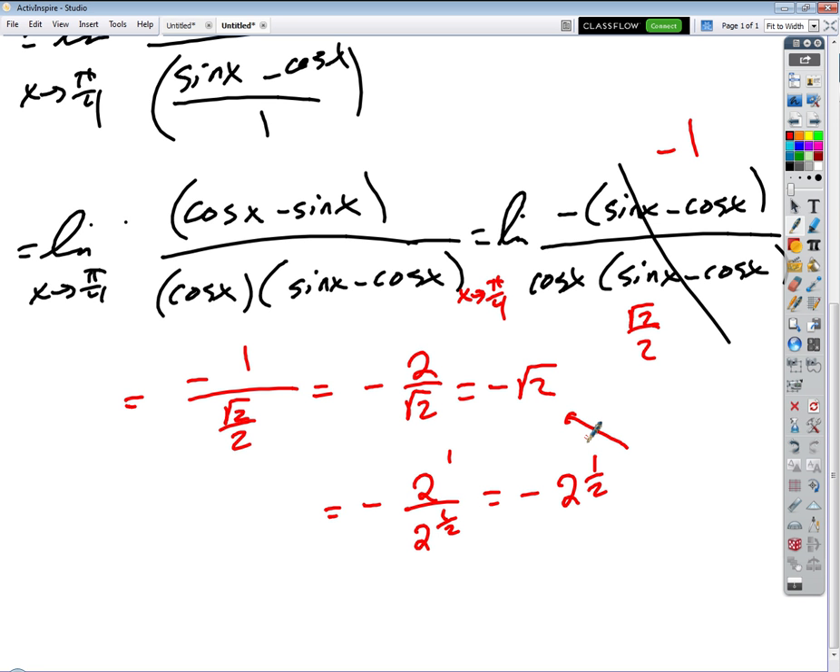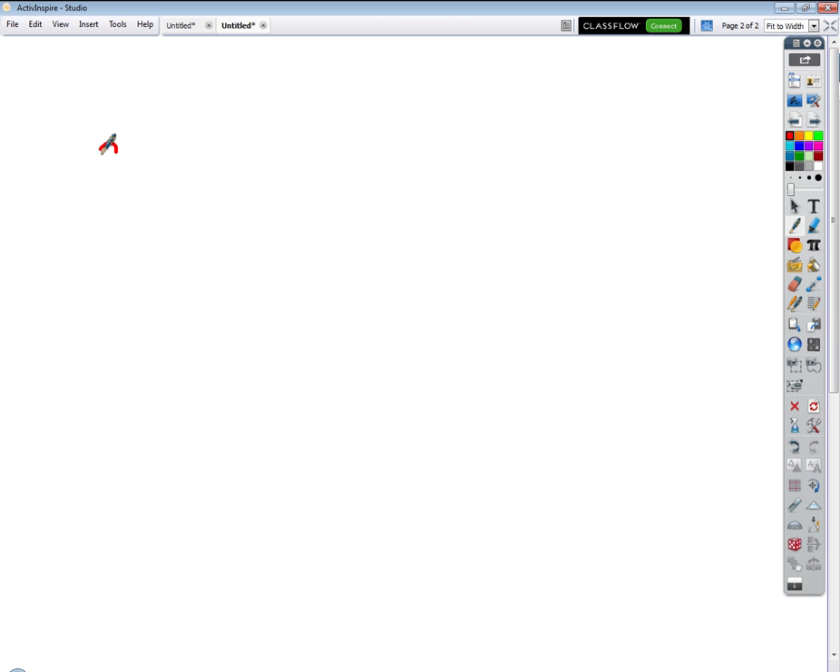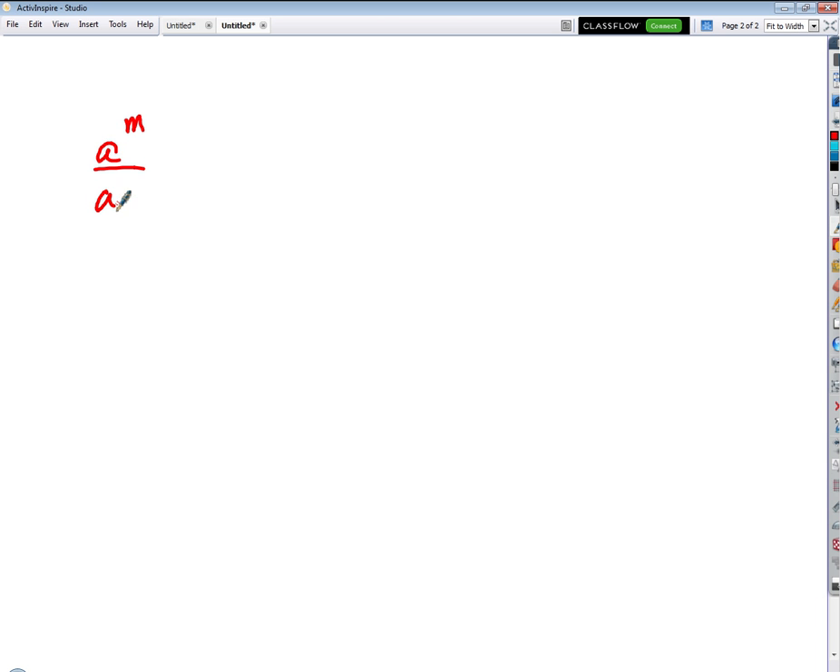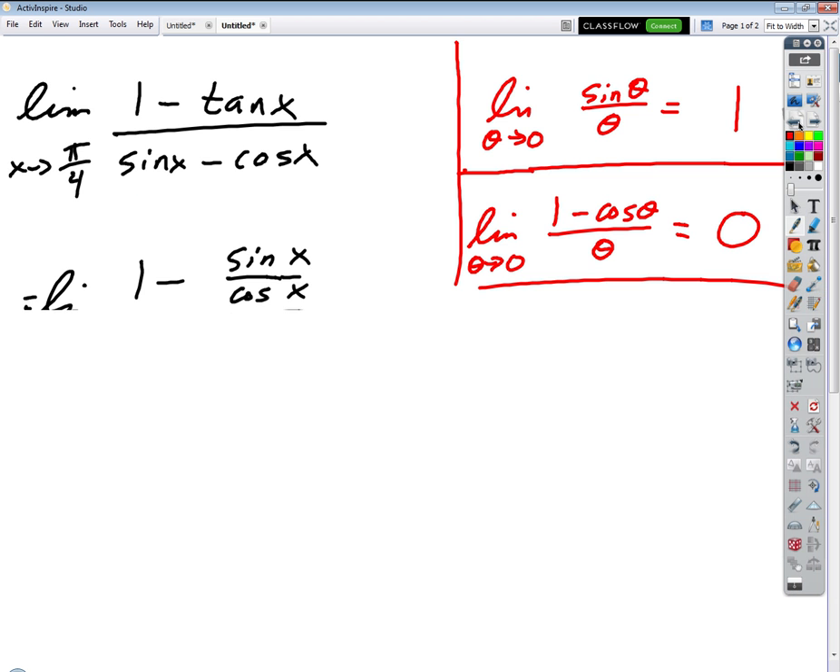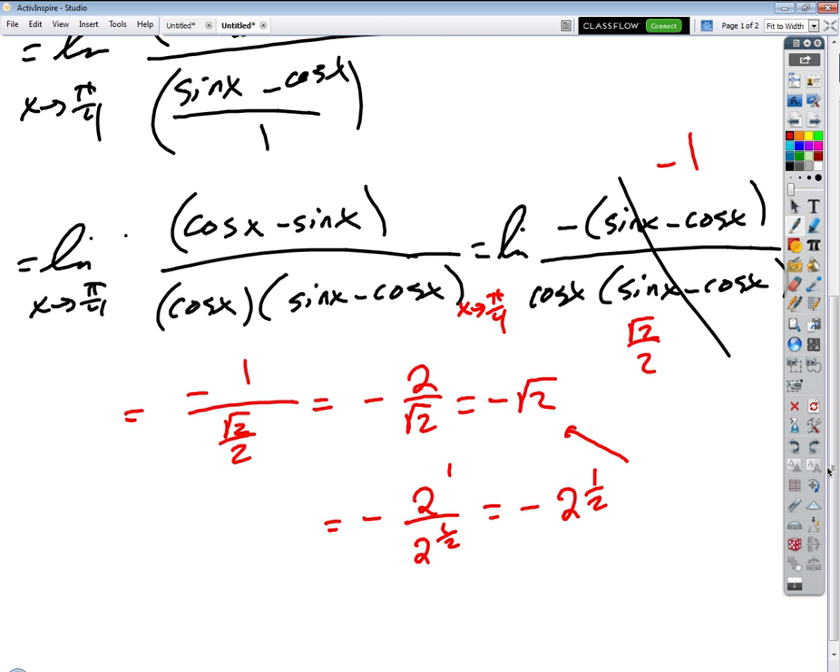Did this part make sense? If you follow these exponent rules one more time. If you think of the square root of 2 as being 2 to the 1/2, then look, I have a quotient of like bases. Don't we know that if we have a to the m divided by a to the n, that's equal to a to the m minus n? Oh, yeah. Right? So 1 minus 1/2 is 1/2.